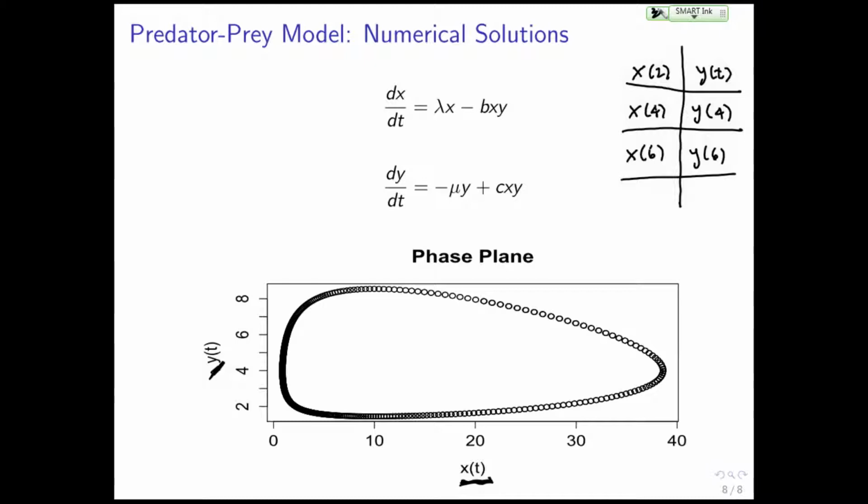It's a closed curve. As I said, these types of numerical solutions are very straightforward to obtain using the command lsoda. This is part of the R package that is used to compute numerical solutions of differential equations. And this concludes our introduction to a model for the interaction between predators and prey.